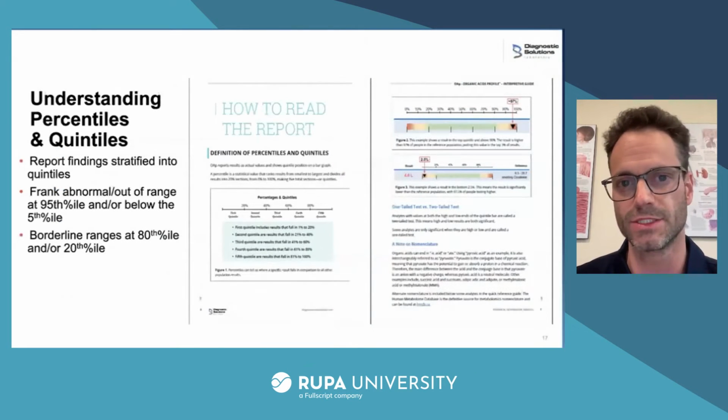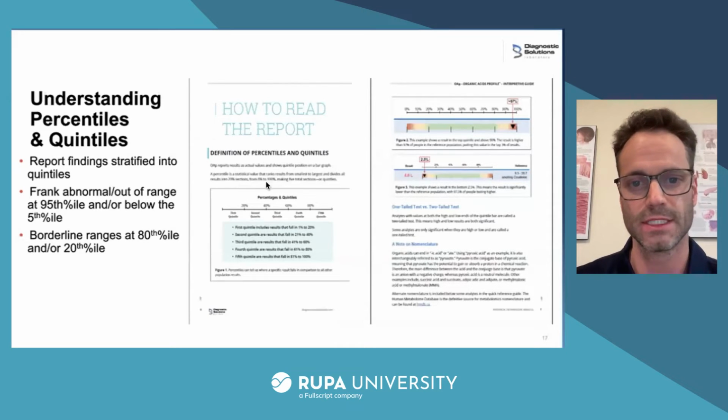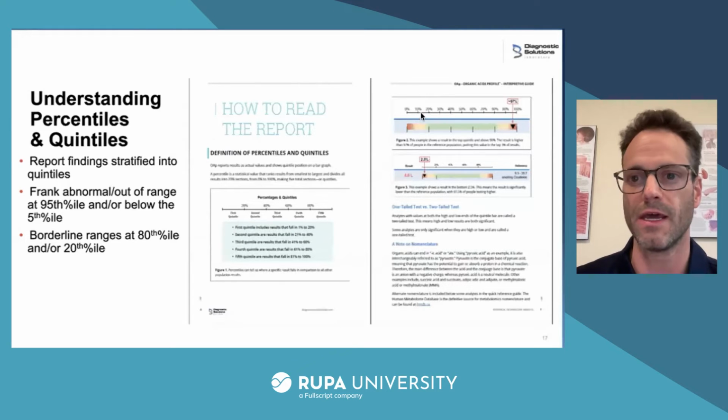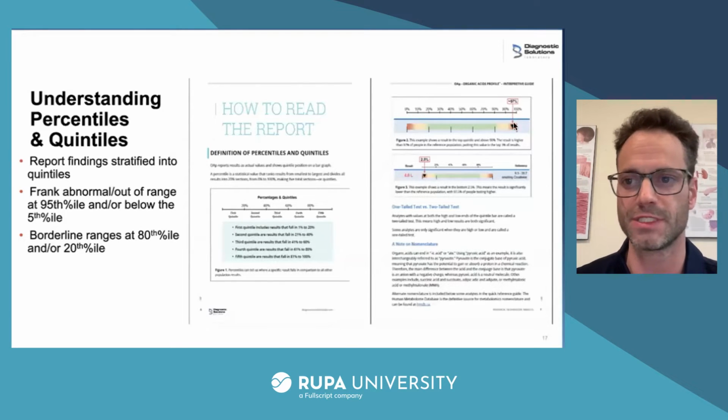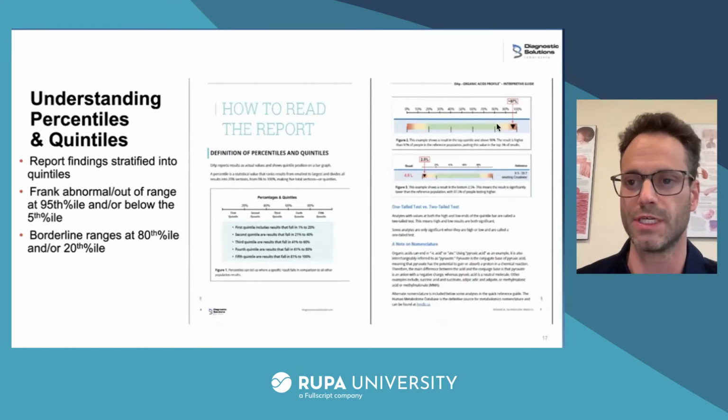So this is the interpretive guide. So how to interpret the report. I went over this a little bit. Essentially, we're looking at percentages and quintiles. So it's going from 0 to 20%. That's the first quintile, et cetera. And then you can have some double-tailed results, and then you have single-tailed results. So you can have red and orange on each side.